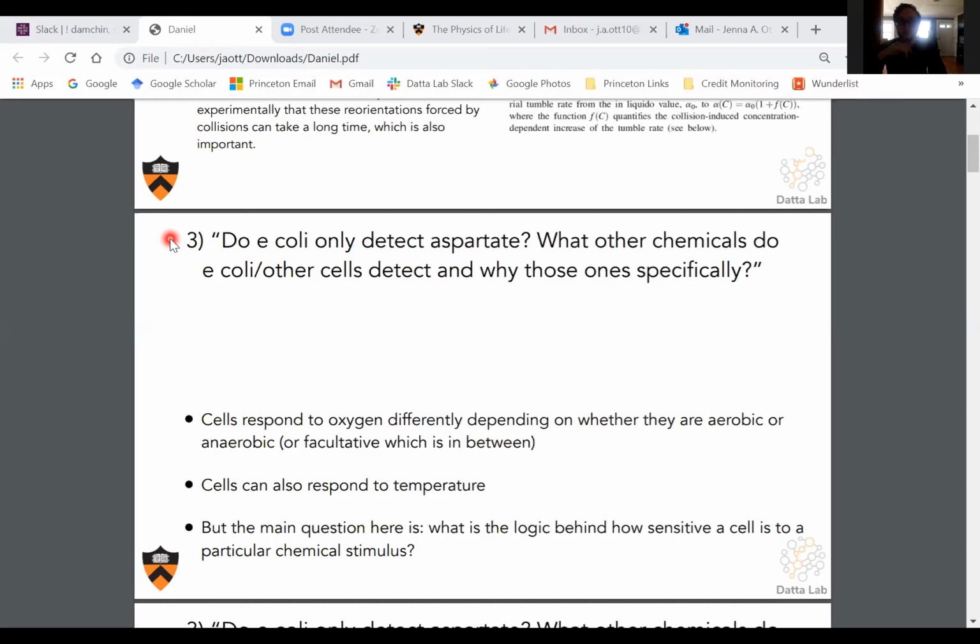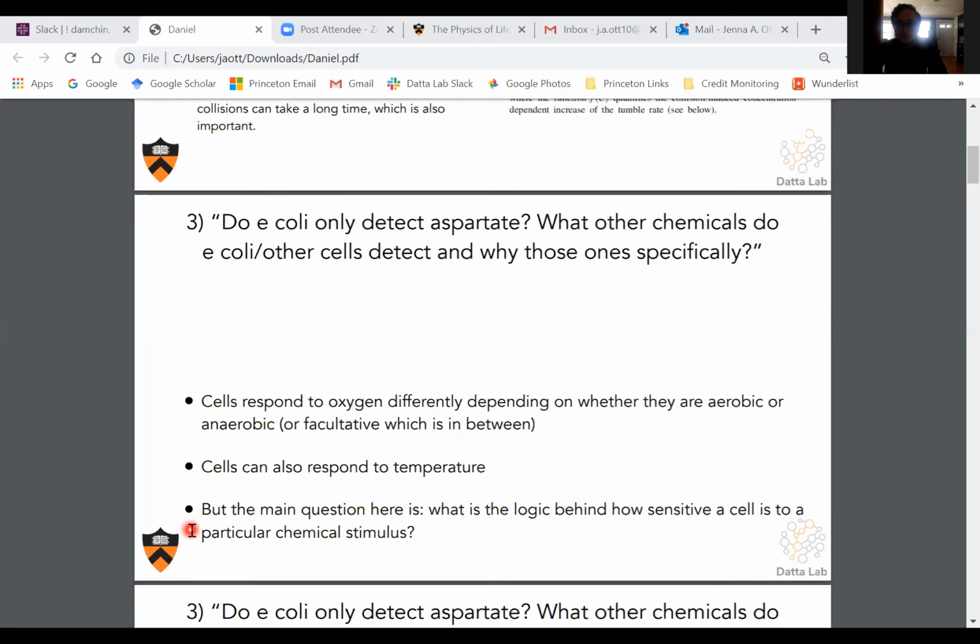But cells respond to oxygen depending on if they're aerobic or anaerobic, and if they're facultative, their oxygen response might change. And the cells can also respond to temperature, what's called thermotaxis. But the main question here is why are they choosing to chemotax towards some things stronger than others? So I went to one of my favorite papers for this.